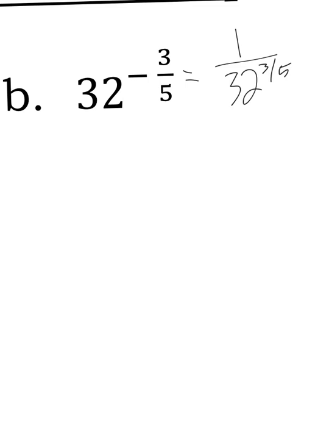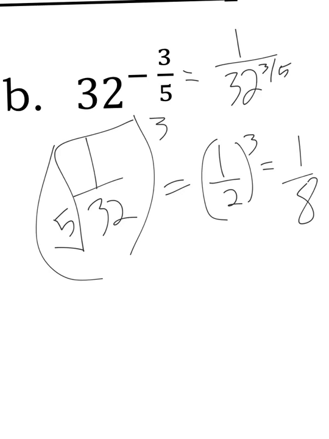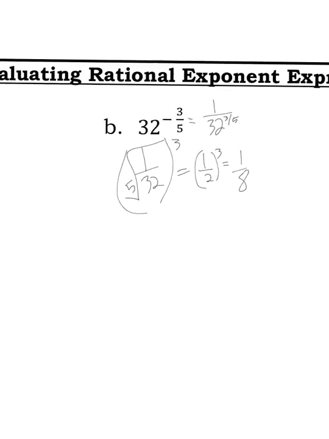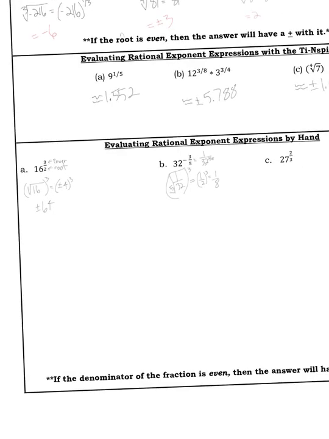That's what I mean. So now I'm doing 1 over 32, and I'm doing the fifth root of that, and I'm raising that answer to the third power. So the fifth root of 1 over 32 is 1 over 2. And 1 over 2 to the third power is just 1 over 8. And that's the final answer. So 5 was my denominator. That's an odd number, so I'm not going to have a plus or minus. 2 is an even number, and that's why I have a plus or minus.